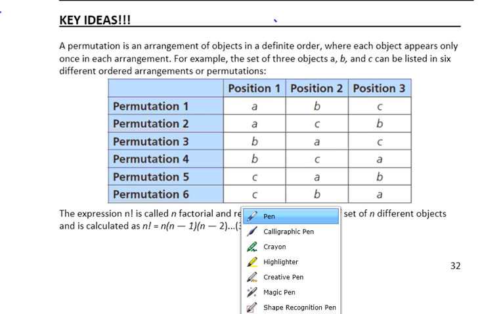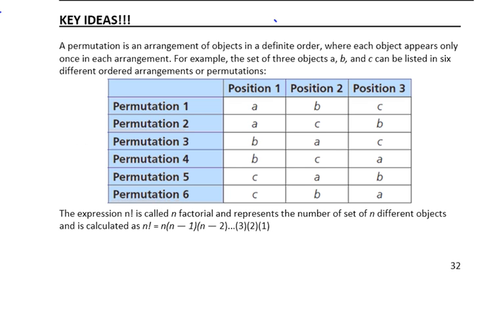So I'm going to highlight this. This is a really important thing, okay? Permutation is an arrangement of objects in a definite order. So what does that mean if there's a definite order? That means order matters, okay?